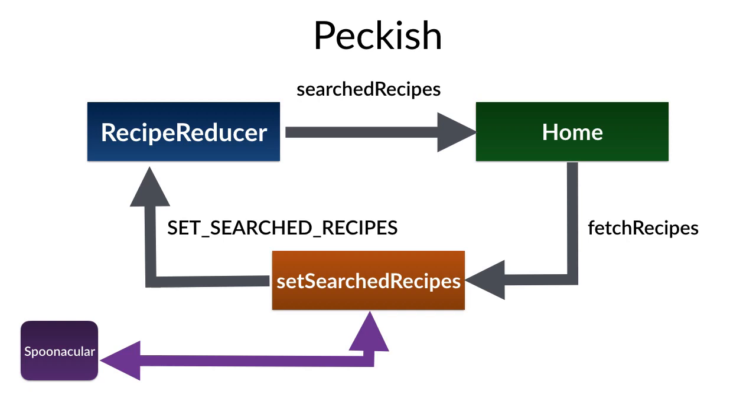And the set searched recipes will have an action type of SET_SEARCHED_RECIPES, all in uppercase with underscores, which will do a transformation to the recipe reducer. And because home is a container component, the searched recipes props will be automatically updated when the reducer is modified, and home will get these new props and be able to render an updated version of the view.